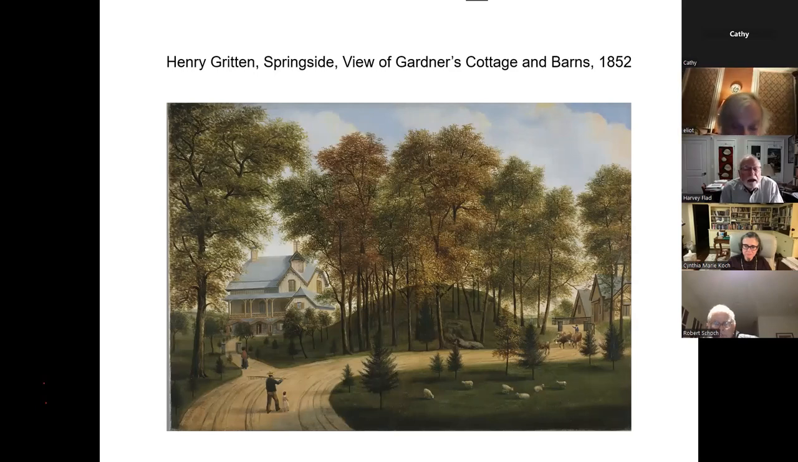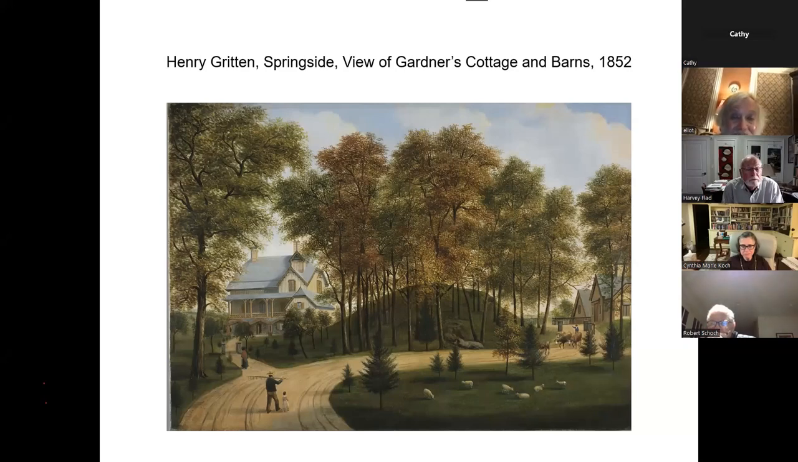Cottage Avenue, and going into the back of the cottage, we see a woman, the cook, more than likely, because the kitchen was in the basement there. In the front is a farmer and a small child, and they're on their way to the barns. In the foreground are some sheep and some hemlock trees as well.